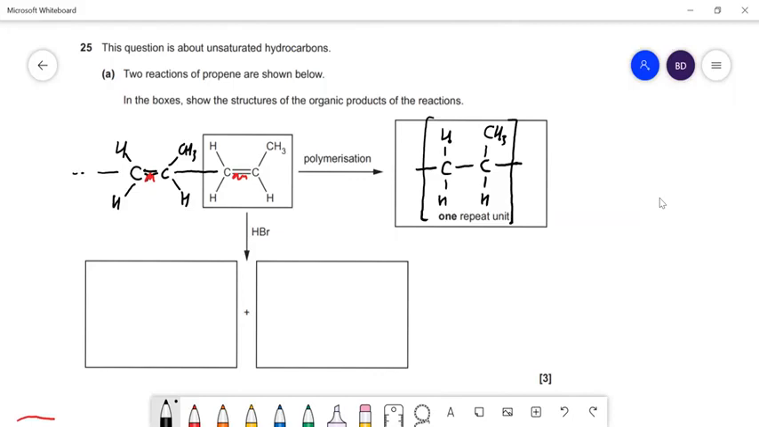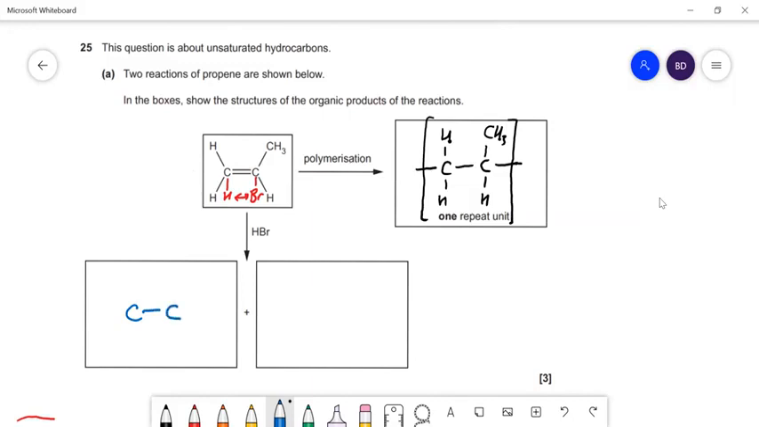Okay, next, if we add HBr, right, so you're going to have an addition reaction there. You're going to break the double bond, and you are going to stick on. So in the HBr, the H is going to stick to one carbon, and the Br is going to stick to the other one. But of course, that's asymmetric. So you've got two products because they could go the other way around, couldn't they? So let's draw what they look like.